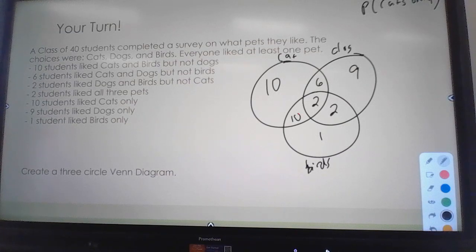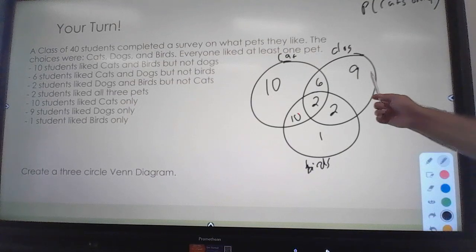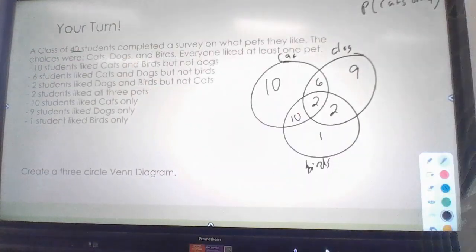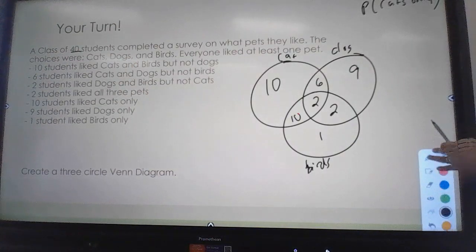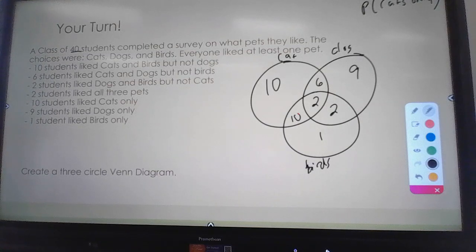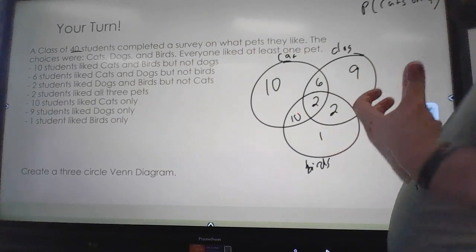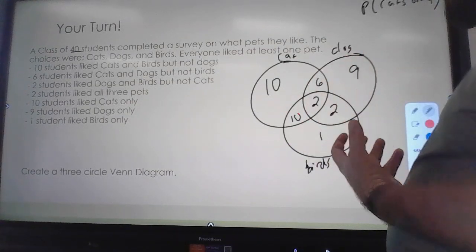Now if I added up all of the responses to the survey, right? If I add up all these numbers, I should get my total number for my sample space, 40, being that that's how many total students were surveyed. So we have to be careful on the questions that we're answering. How specific are these questions? If not, how general do we need to be? We have to make sure that we're reading the questions carefully when we're looking for these types of probabilities.